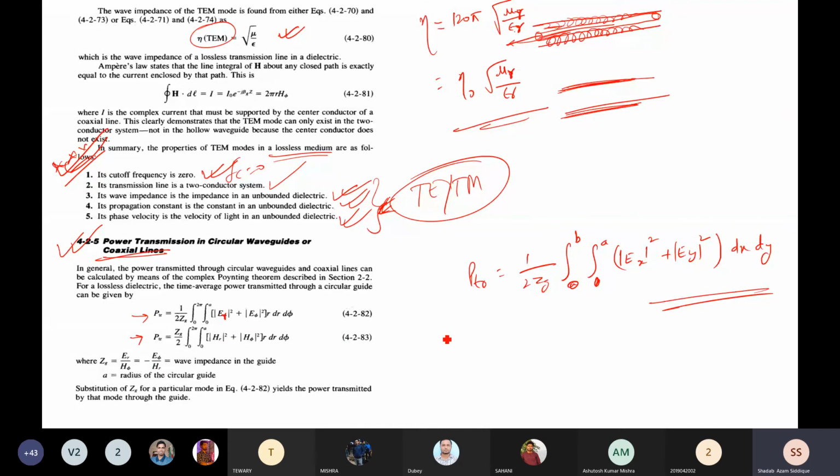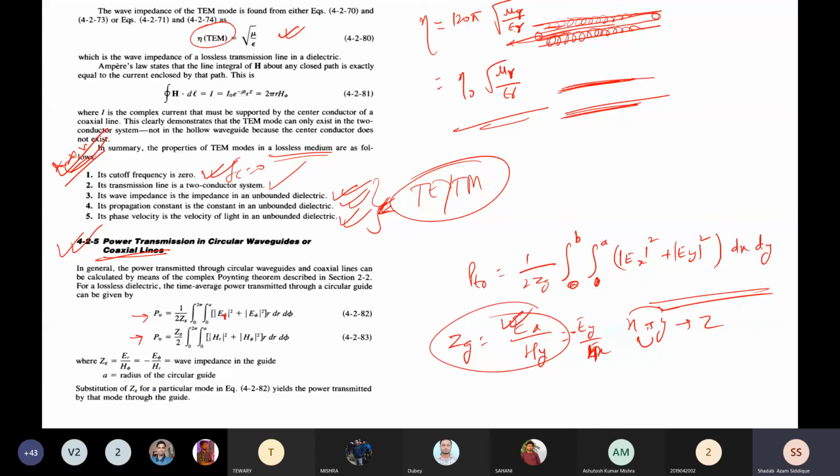You already know that ZG should be equal to E by H, and it depends on the coordinate system. You can apply X, Y, and Z. If you move from X to Y, that will be EX upon HY. And if you go from Y to X, you will get minus EY upon HX. Here E should be written in the numerator, and A should be the radius of the circular waveguide.